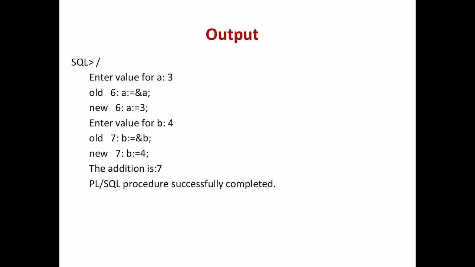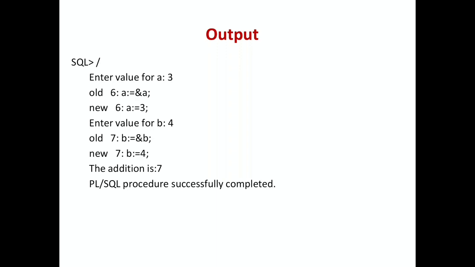Now see how this program will run. Go to the SQL command prompt, and we use slash for running the PLSQL program. Now it will ask enter value for A. Why? Because we have given ampersand A. Then we enter the value 3. Now it will display old 6, meaning a previous program was there and the old value was 6. So it will display like this. Now what is the new value? My entered value is 3, so A equals 3. Then enter value for B, it is 4. Old value was 7 and the new value is 4.